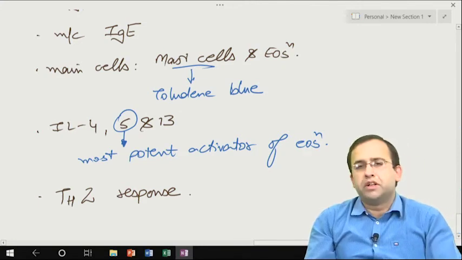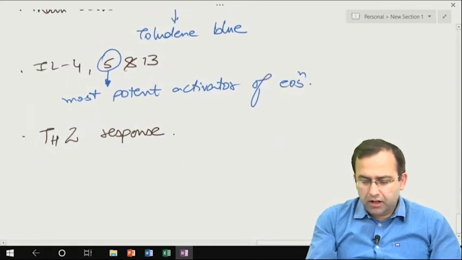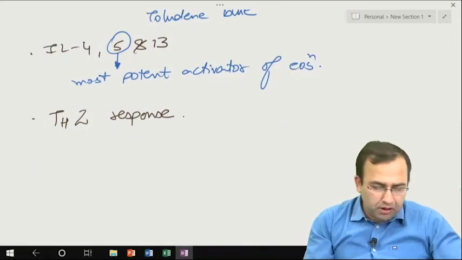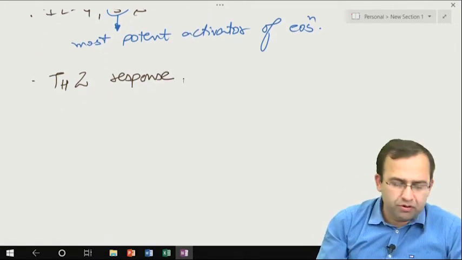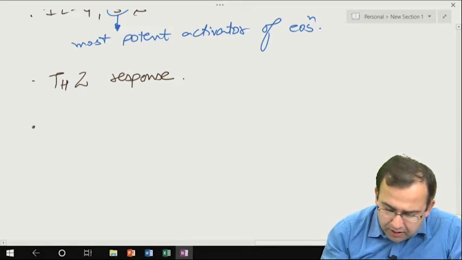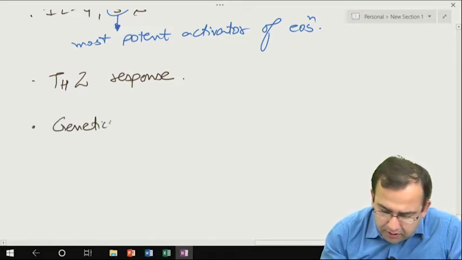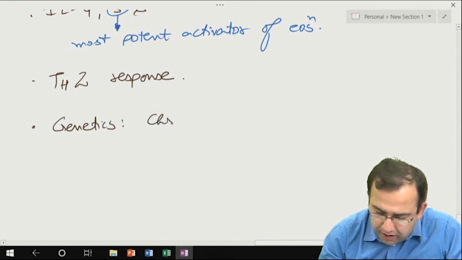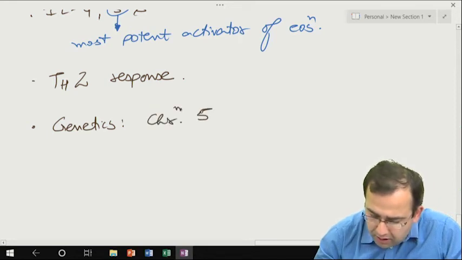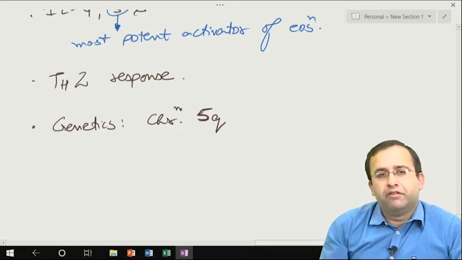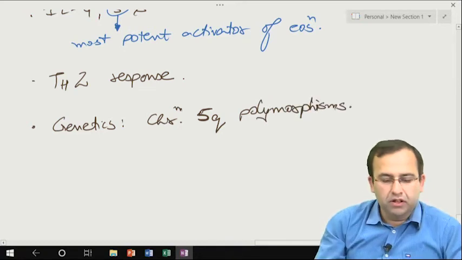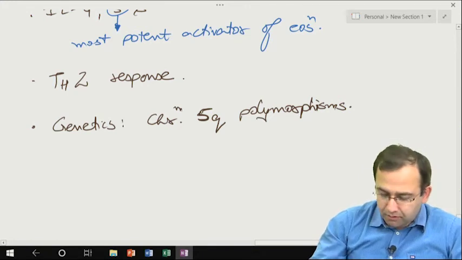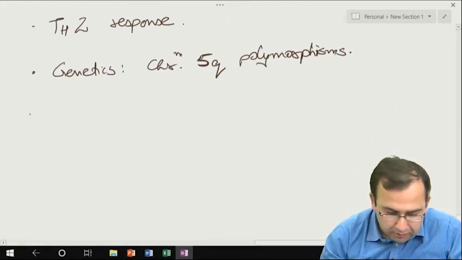You already knew these points. Nothing new. We have covered all this in immunity. What is important now is microscopy, but before that, two more points. Genetics: it is associated with chromosome 5q polymorphisms, the long arm. Next point, microscopy.